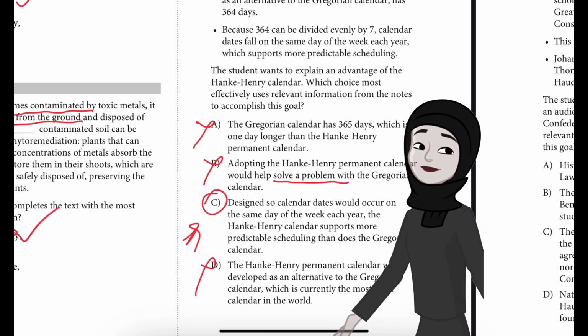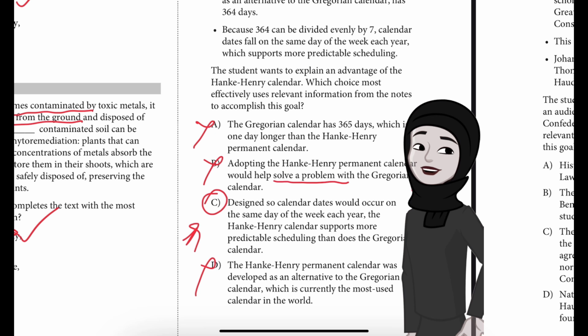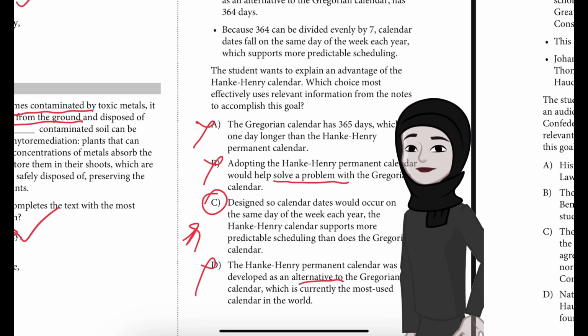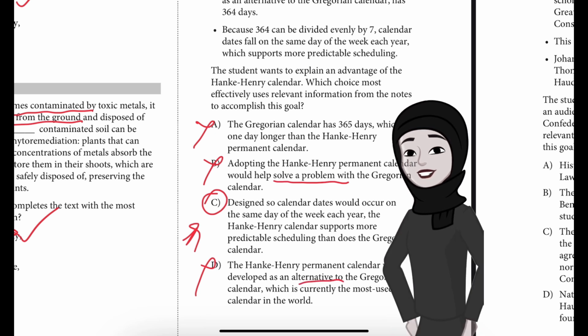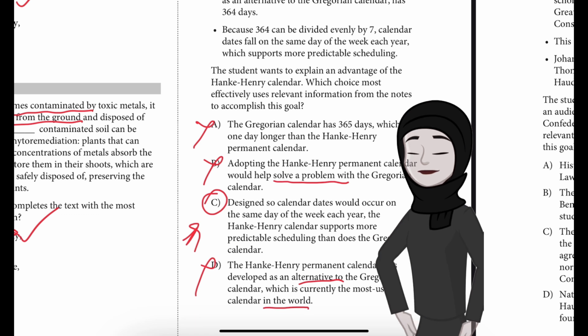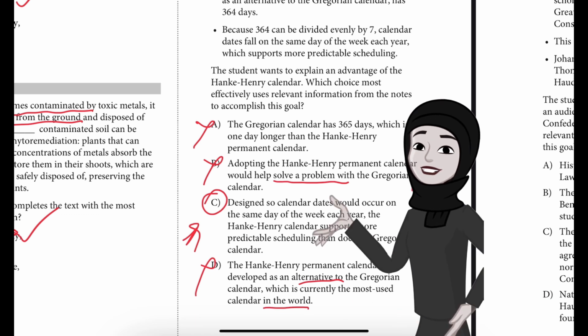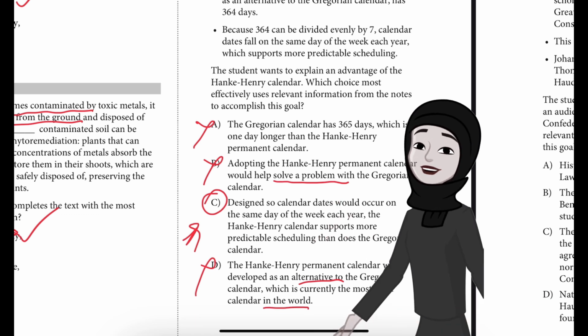Then D is incorrect. This one just says the Hanke-Henry permanent calendar was developed as an alternative to the Gregorian calendar, which is currently the most used calendar in the world. This is incorrect. This just describes the origins of the Hanke-Henry calendar. It doesn't explain an advantage of it.